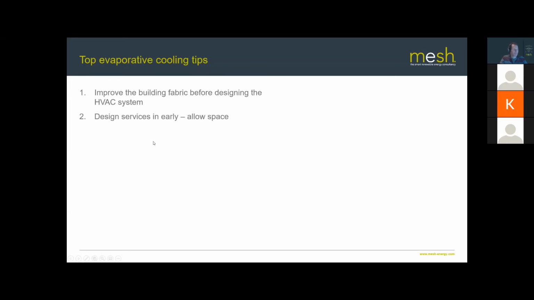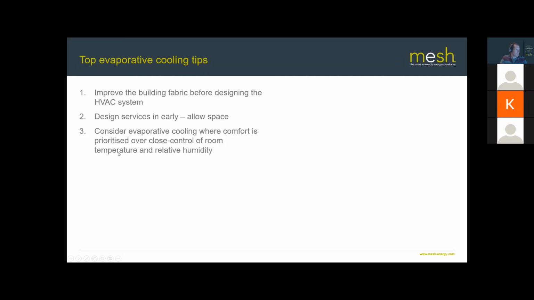Design spaces in, design services in early. The Amazon case study is a classic one. We ended up having to use lots of bespoke parts because we were trying to cram a system into a building that wasn't really designed to have it in the first place. Obviously the installation took longer and was more expensive because we were trying to work around an operational building, so all the installation was having to be done at night. So key takeaway, design services in early.